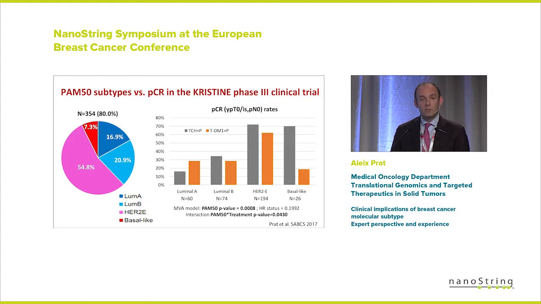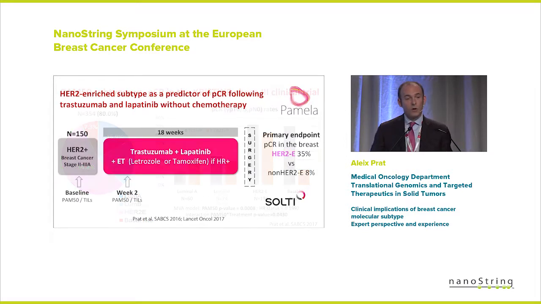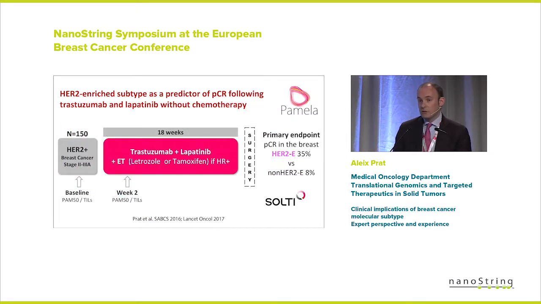In a multivariate model, PAM50 predicted PCR independently of all other clinical pathological variables, and actually hormone receptor status lost its significance in the presence of intrinsic subtype, and even the interaction test was significant. So all of these studies I showed you were in the context of chemo, so it's very hard to discriminate or understand the chemosensitivity of the HER2-enriched versus the anti-HER2 sensitivity, because we're giving both drugs together.